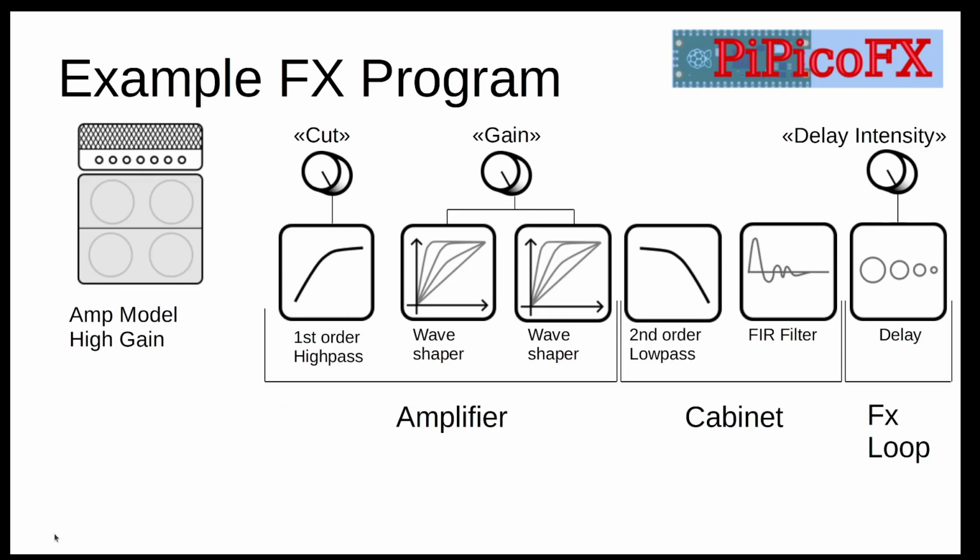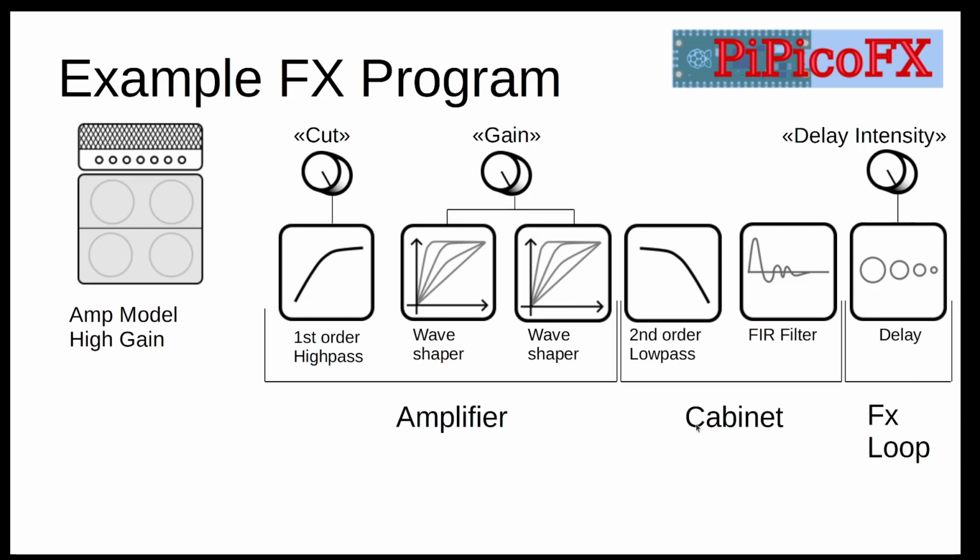How an example effects program is built up. The device uses presets, or predefined sequences of these individual blocks, which are called an FX program. It's the one I also show in the sound demo most of the time, the high gain amp model. It has sort of an amplifier section with a first order high pass filter and 2 wave shapers, and the high pass filter can be controlled with a cut knob. This is the first one. Gain, second one. Then you just choose along which curve of the wave shaper is taken. This already concludes the amplifier part.